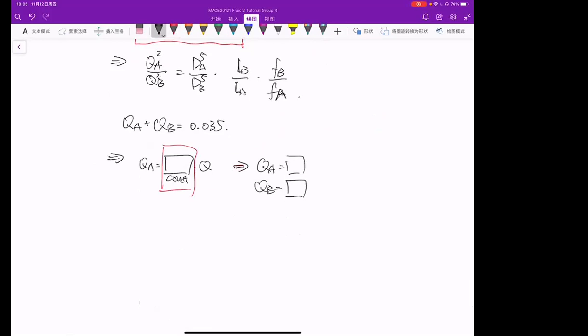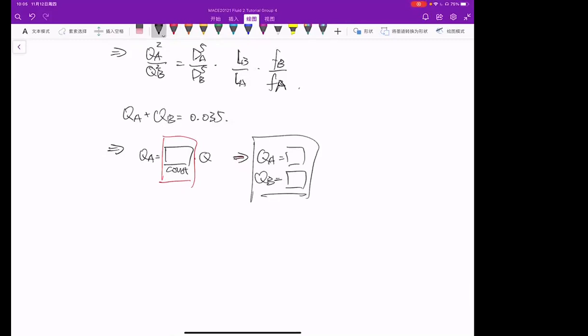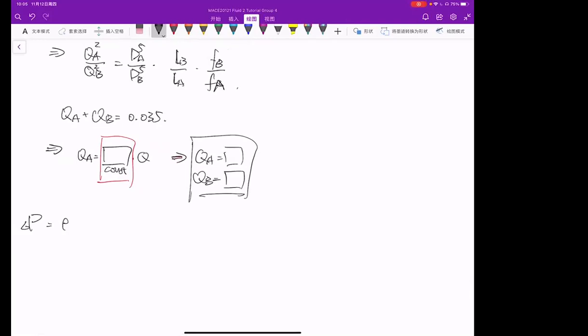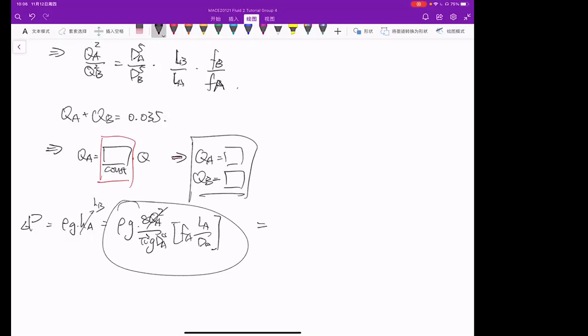And don't forget to go back and check that it meets our assumption. But if it doesn't, you can do nothing. So with QA and QB, you could then calculate the delta P, which will be the head loss, since the loss at A should be the same as B. So delta P should be rho times G times HA, or you could use HB, it's the same. As we said, it's rho times G times 8 QA squared over pi squared G DA to the fifth times FA LA over DA. All these things are now given, so you could finally find delta P.